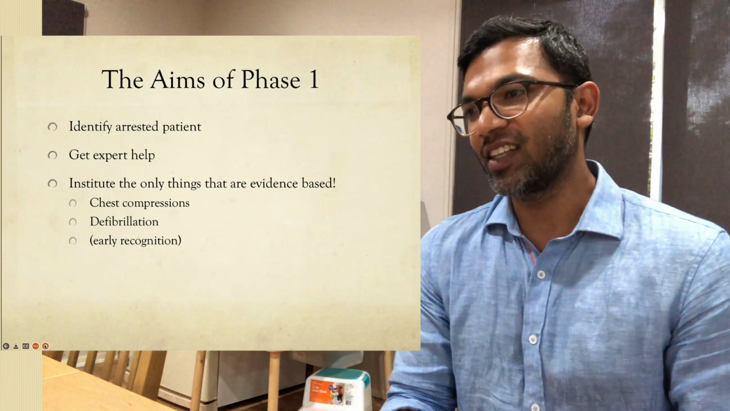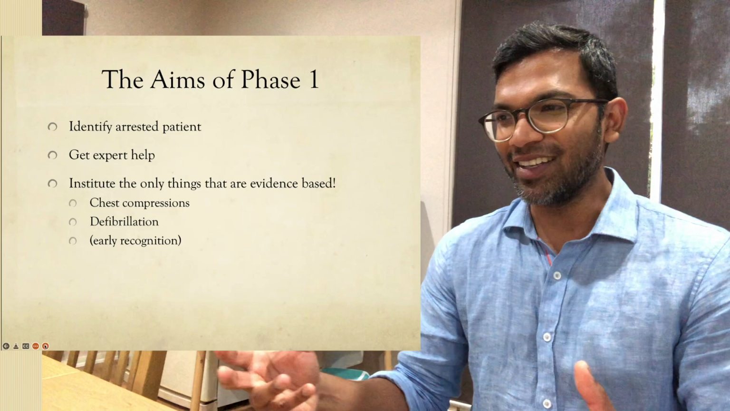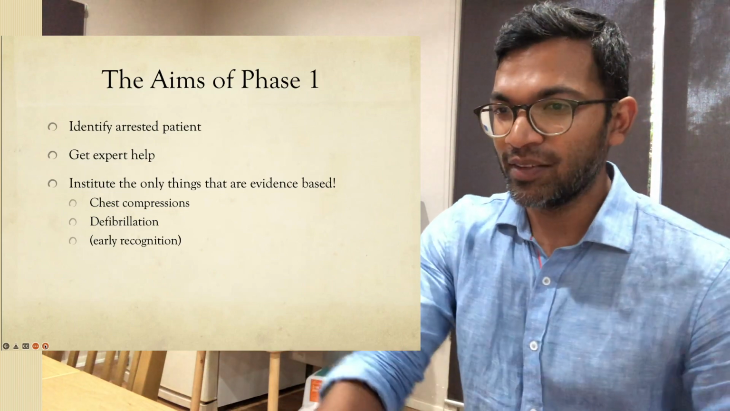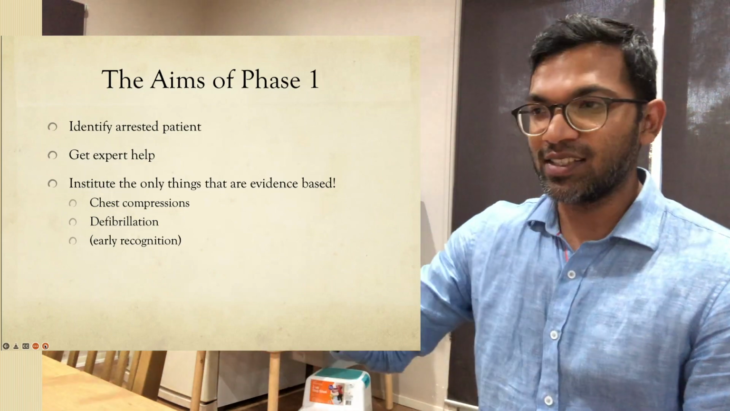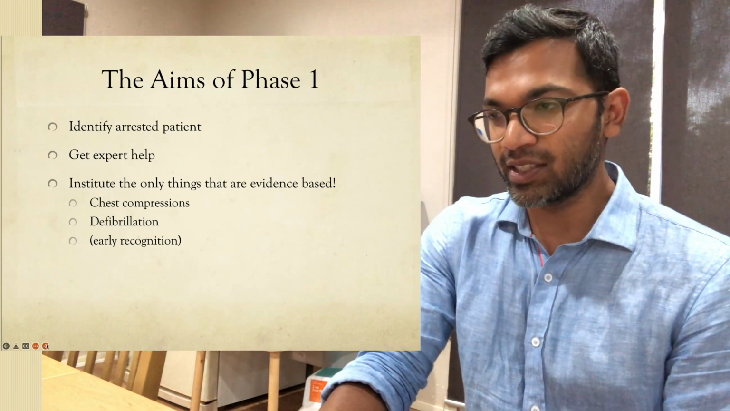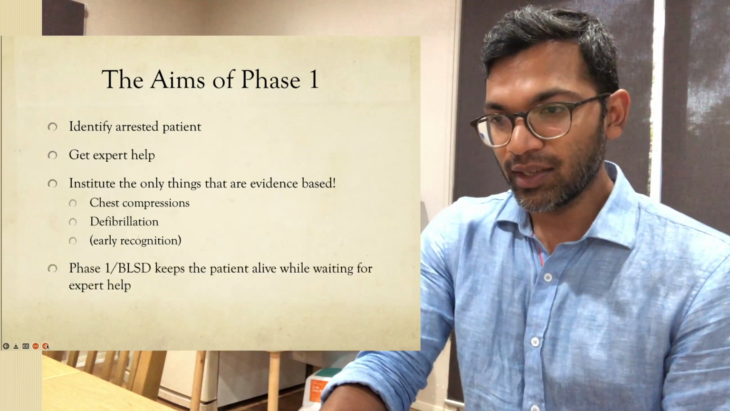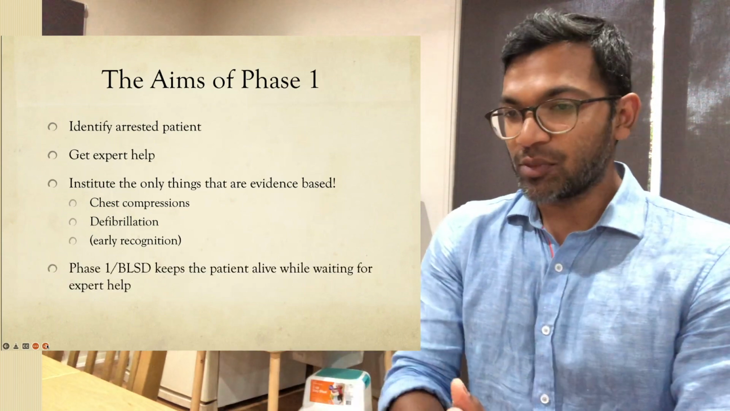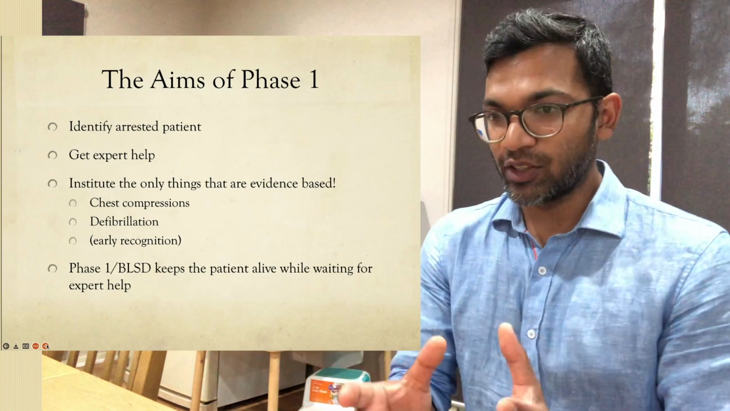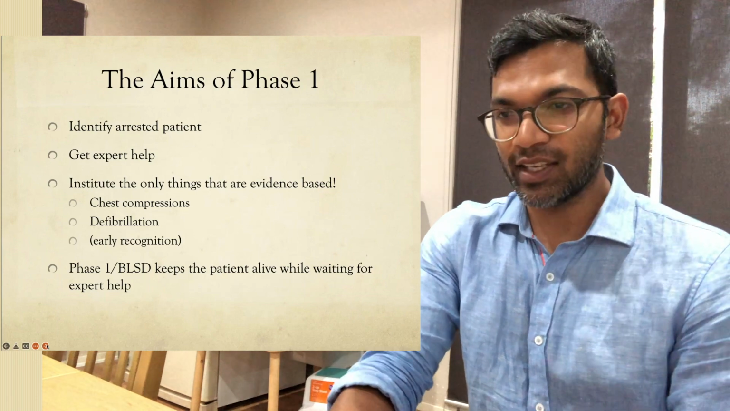It's almost insulting that they call it basic life support, because everything else is advanced, but everything that's evidence-based is in there. The fact that you do advanced is just to get expert help and do a few other fancy things that might reverse things around it. But all you need is BLS at the start, at least. So now you're doing phase one, which is the BLS flowchart, and you're keeping the patient alive while waiting for expert help to start with the next phase.